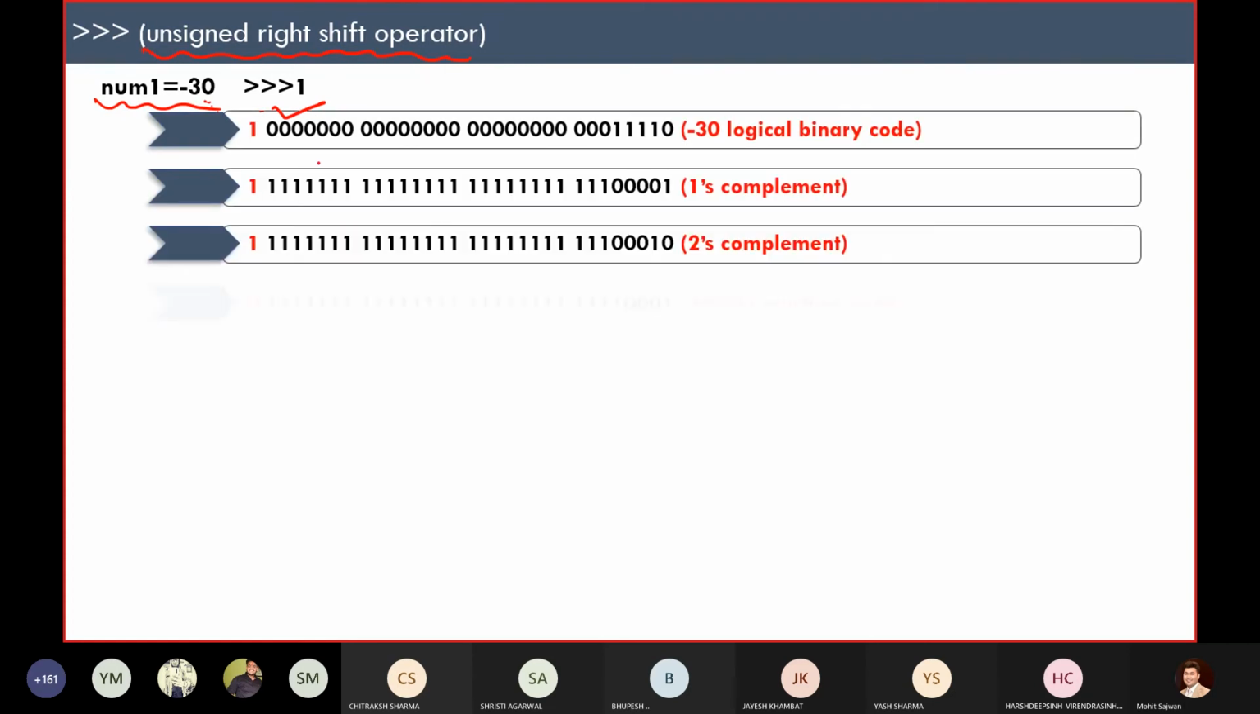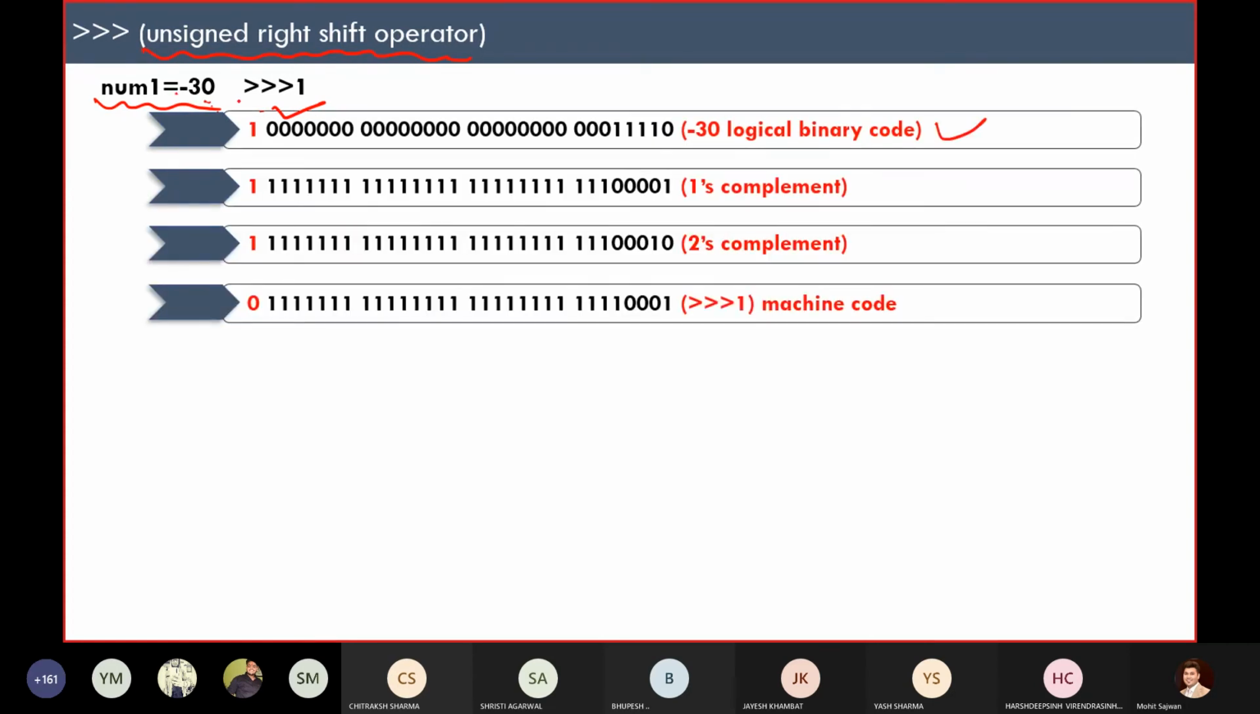If you are going to execute the code, you already know that for a negative number we first perform the logical binary code, then we perform 2's complement. You already have an idea about that. Then we convert it into machine code, which means we have to perform this operation. Whenever we perform this operation, as I told you, you have to make your MSB bit 0, and whatever bit you are filling in over there, make it 0 too. I made a mistake here, so you will get 0 here. This is the number you will get.